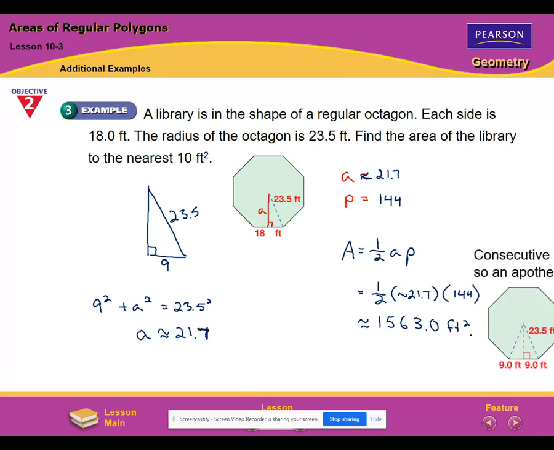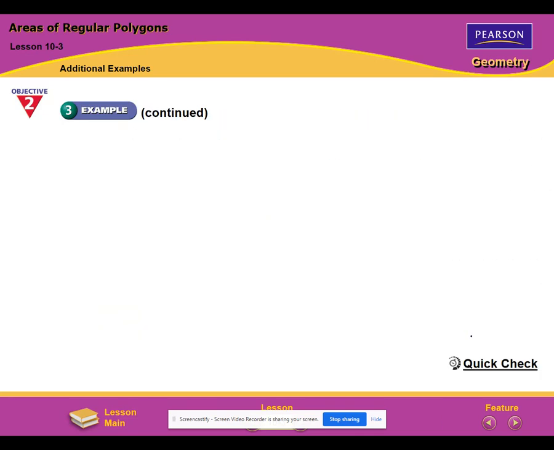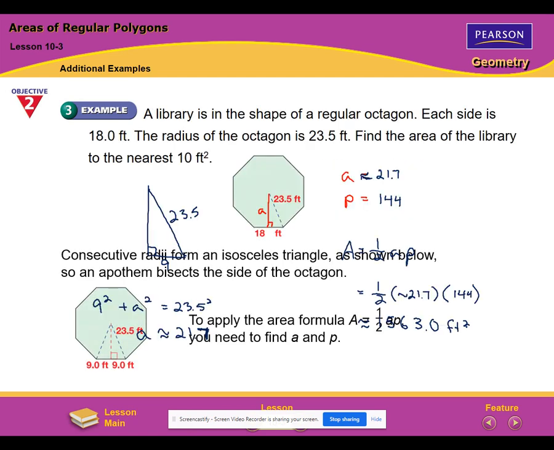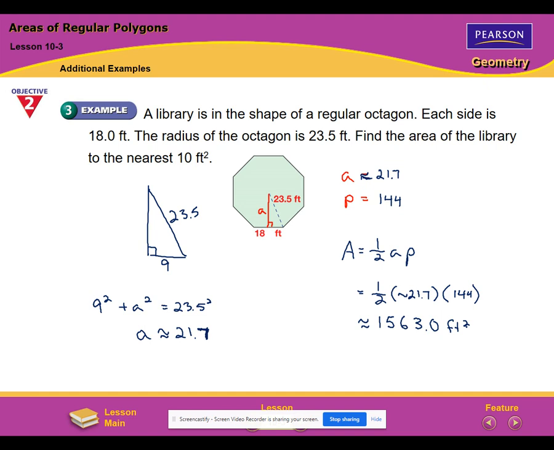And as I roll to the answer now, you can check this on your calculator too, they get 1562.4. That means they did use an approximated value, 21.7. Okay, now again, not the end of the world this year, but that would cost you half a point on any quiz or test that you would take of mine, had you been here. So the accurate answer is better.